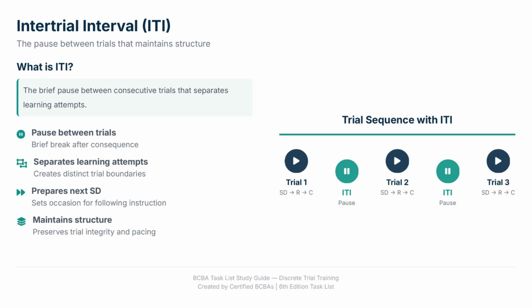From an exam perspective, remember that the ITI always occurs after the consequence and before the next SD. If it appears in the wrong place, that is a sequencing error.